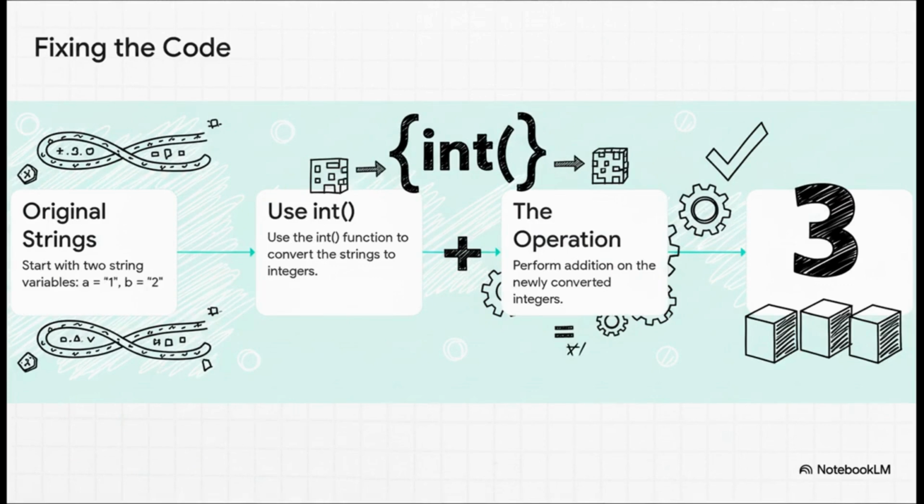And here's exactly how we do it. We take our string variables a and b, and we wrap them inside the int function. This is a direct command to Python. It says, take whatever is inside these parentheses and do your absolute best to turn it into an integer. And just like that, Python sees the number 1 and the number 2, it performs actual arithmetic, and it gives us the correct answer, 3.